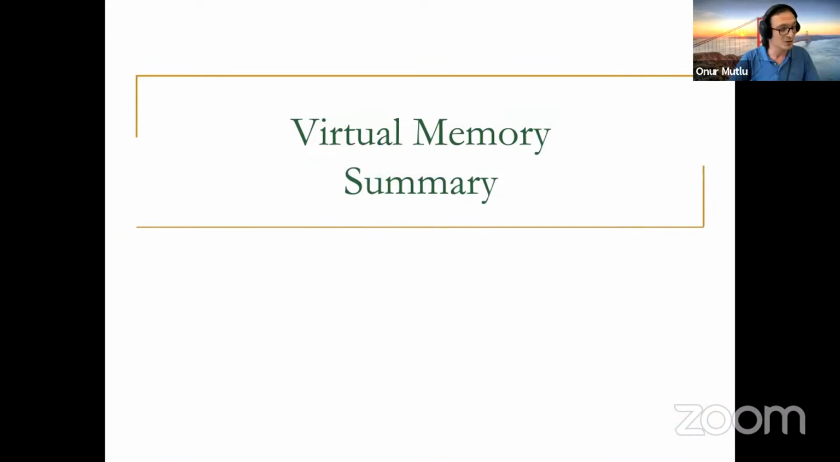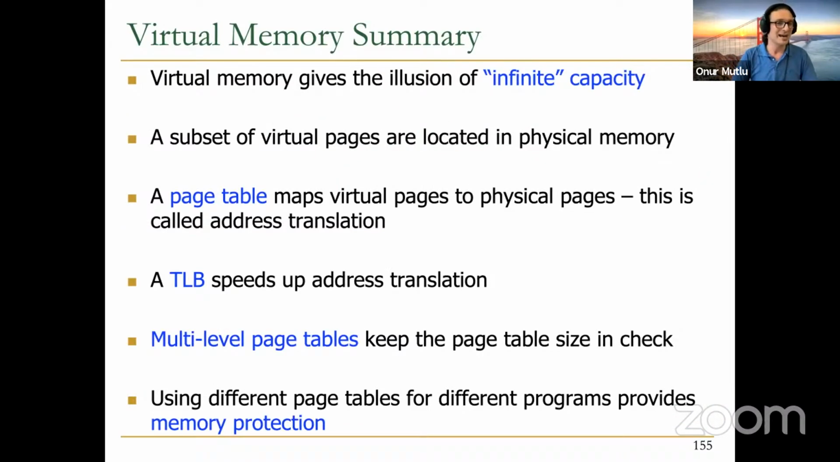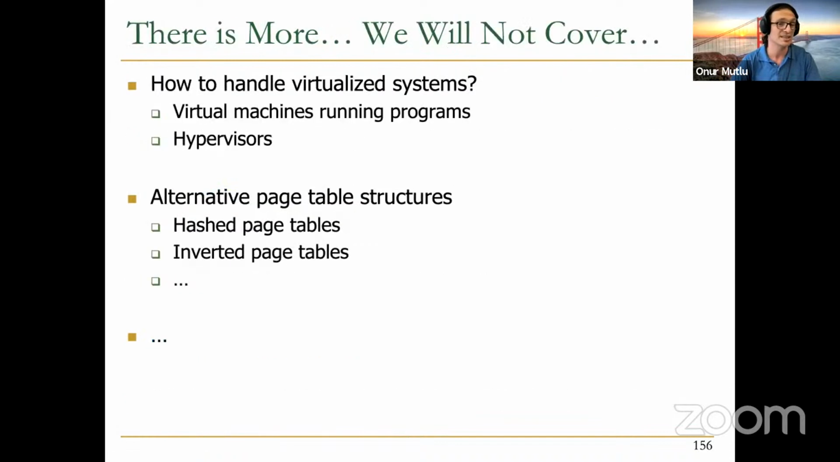Okay, so we're at the end of virtual memory. So to summarize, virtual memory has a lot of benefits. It gives the illusion of infinite capacity. And we already discussed everything, so I'm not going to go through all of this again. This is a summary of everything we discussed. But it provides you the illusion of infinite capacity. It also provides you protection. That's very important. And there are a lot of issues that we need to solve along the way. And those issues all exist in real systems, and they're solved in some way.